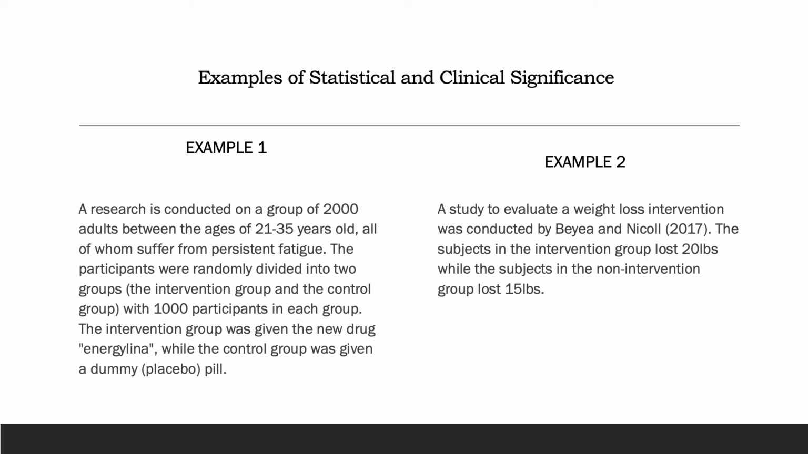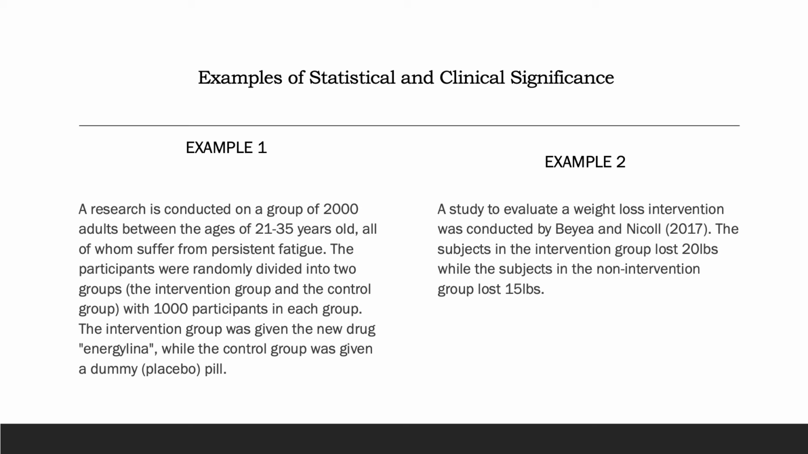Example 1. A research study is conducted on a group of 2,000 adults between the ages of 21 to 35 years old, all of whom suffer from persistent fatigue. The participants were randomly divided into two groups, the intervention group and the control group, with 1,000 participants in each group. The intervention group was given the new drug, Energy Liner, while the control group was given a dummy placebo pill. They took the pills twice daily for 3 months, and neither the researcher nor the participants involved in the experiment knew who was taking the Energy Liner or the placebo. This is a double-blinded research study.